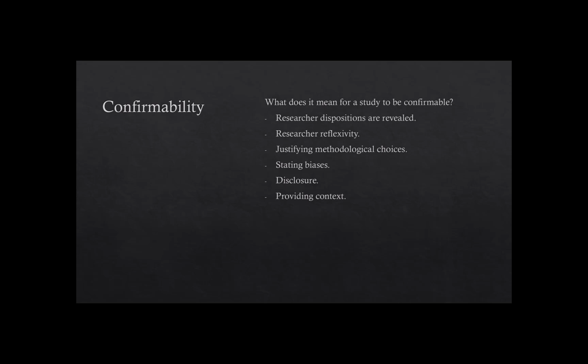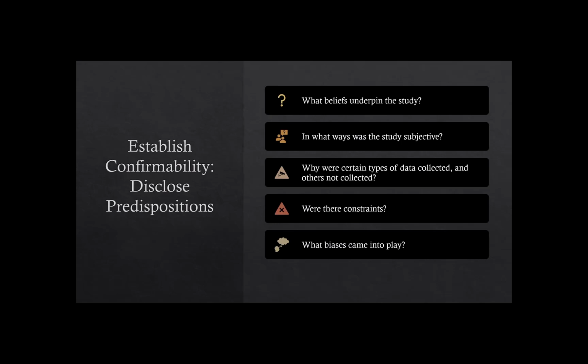The researcher must also be able to justify their methodological choices. Again, they must state their biases, they must engage in full disclosure, and they must provide all relevant context in their discussion. As discussed, disclosing predispositions is one of the best ways to establish confirmability.